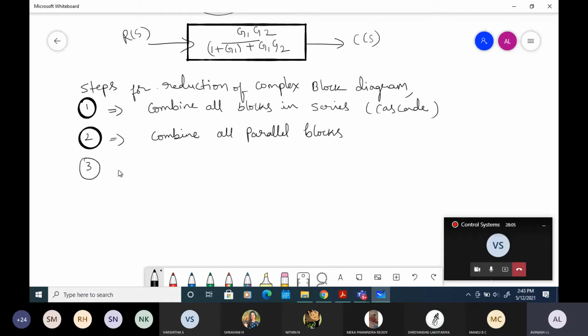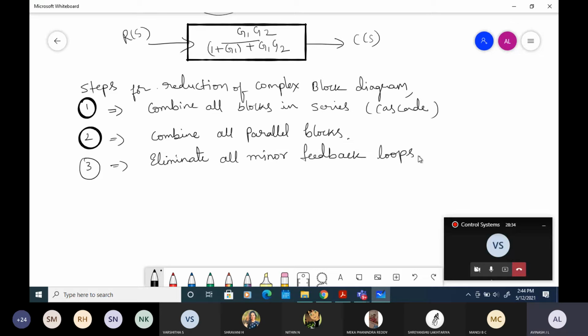Now the third step is: eliminate all minor feedback loops. Eliminate all minor feedback loops.